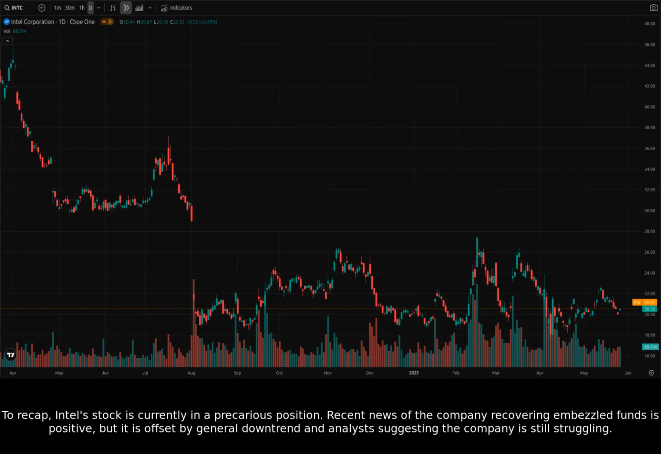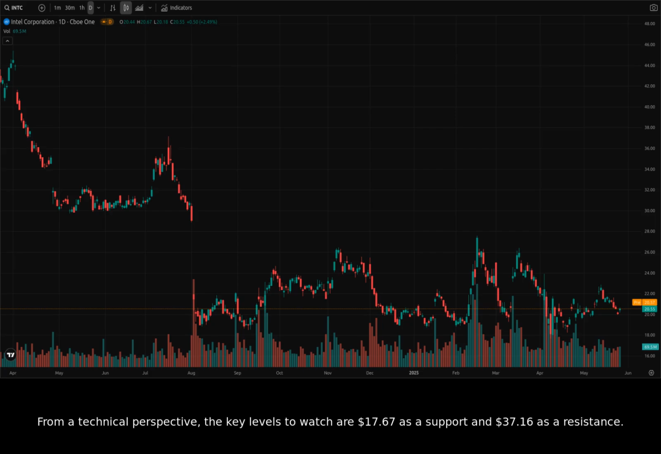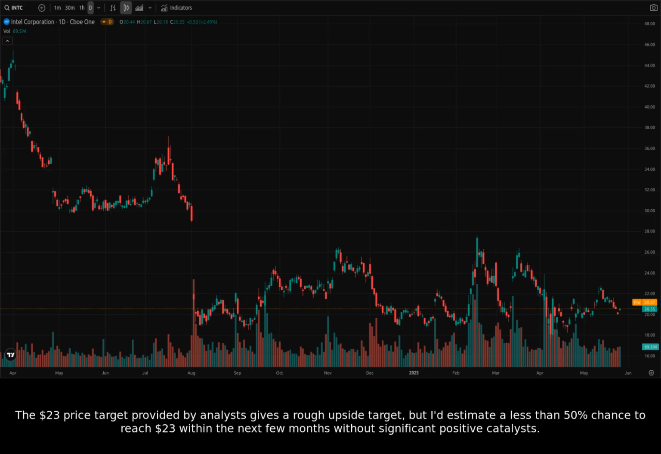To recap, Intel stock is currently in a precarious position. Recent news of the company recovering embezzled funds is positive, but it is offset by the general downtrend and analysts suggesting the company is still struggling. From a technical perspective, the key levels to watch are $17.67 as a support and $37.16 as a resistance. The $23 price target provided by analysts gives a rough upside target, but I'd estimate a less than 50% chance to reach $23 within the next few months without significant positive catalysts.